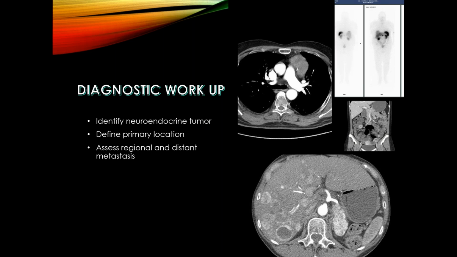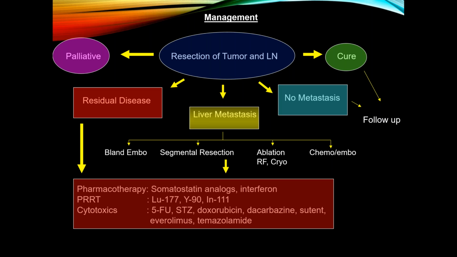So let's now focus on the imaging diagnostic workup. The reason we do the imaging is to identify the neuroendocrine tumor, where it's primarily located, and where it has metastasized or spread to, both locally and distant. And why is this important? Well, because it guides management. The first thing that the clinician would want to do is obviously remove the tumor surgically if they can. If they can completely remove the tumor, then maybe they can achieve cure, and then just follow up the patient.